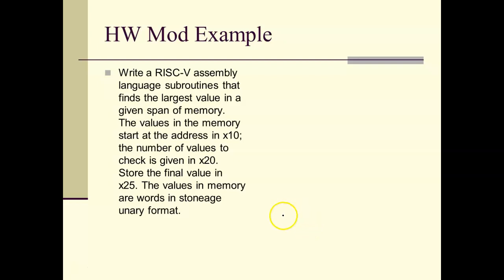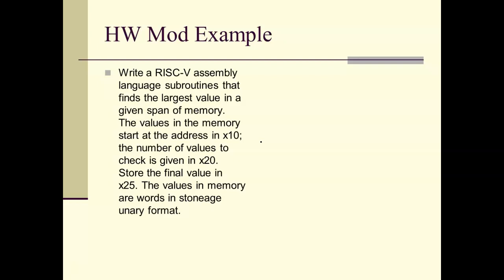So anyway, it goes to memory and looks at words in memory. The words are stored as Stone Age unary. It finds the largest one. The number of words to check is in x20. I'm going to store the result in x25. And so that's a good start. We're going to go ahead and do a flow chart on this thing.